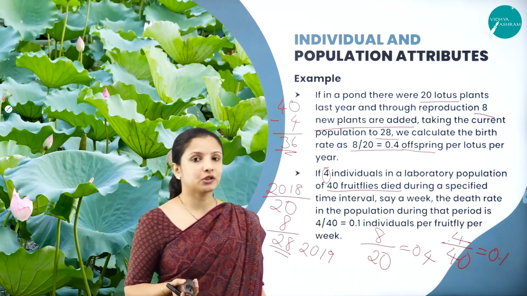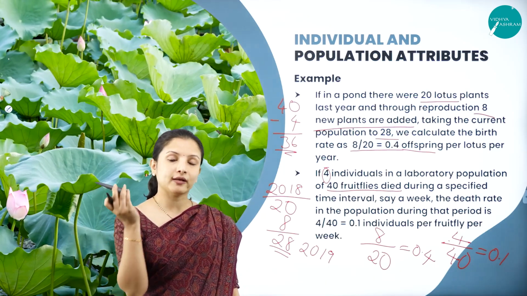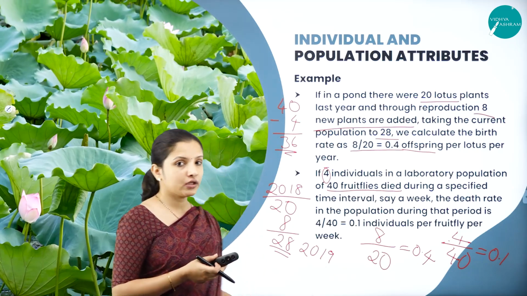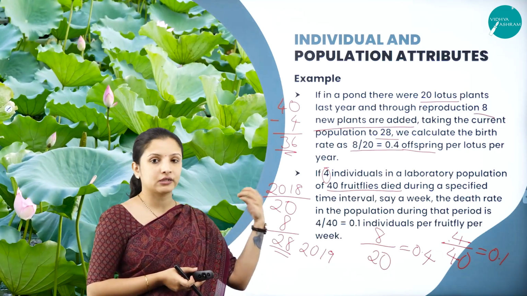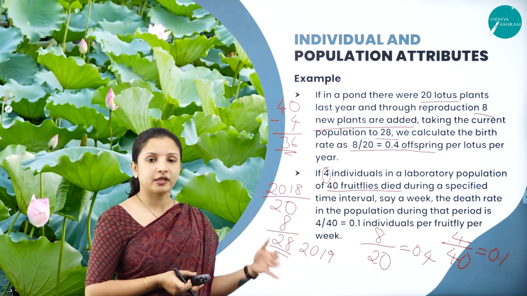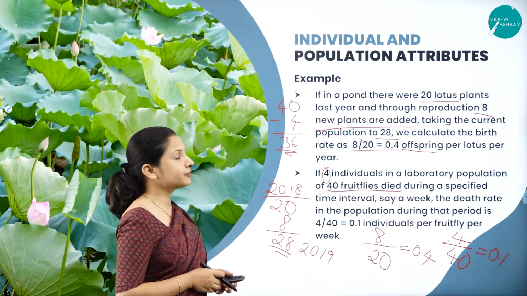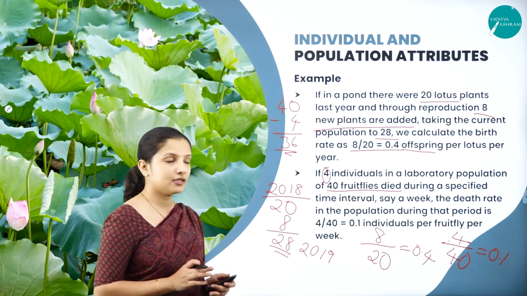So this is the difference between the birth rate and the death rate when we are considering a population. And when we consider an individual, it is a simple calculation. For the death rate, you can subtract. For the birth rate, you can add. So that is how it is calculated. So this is about the examples for birth rate and death rate.